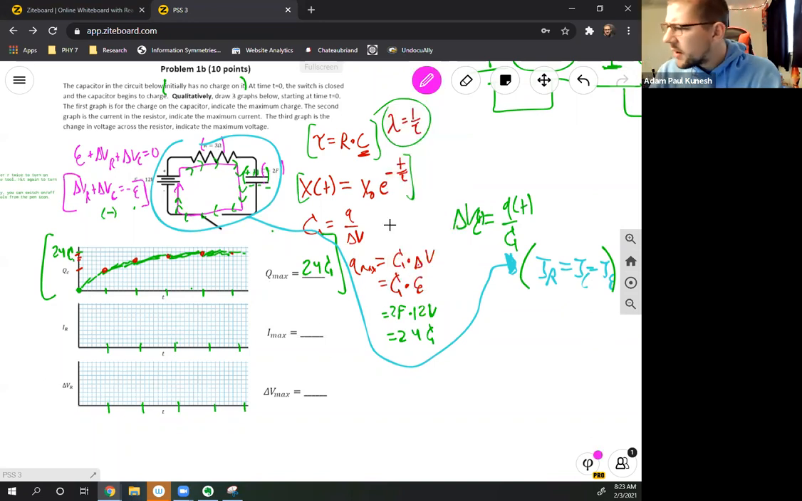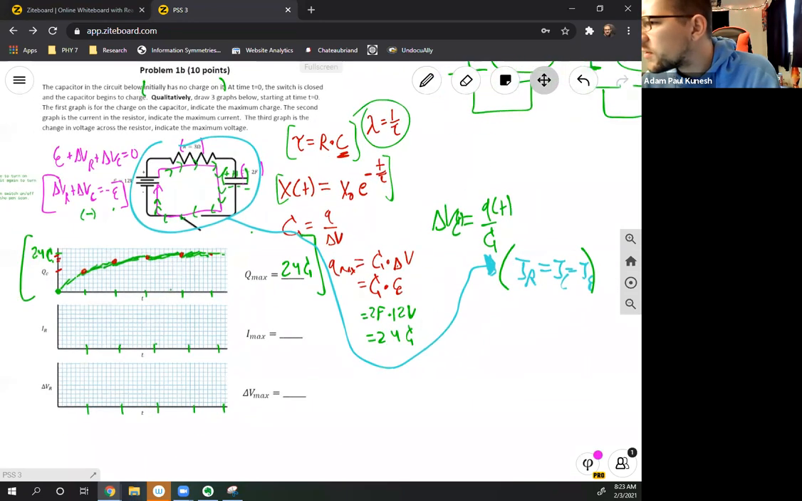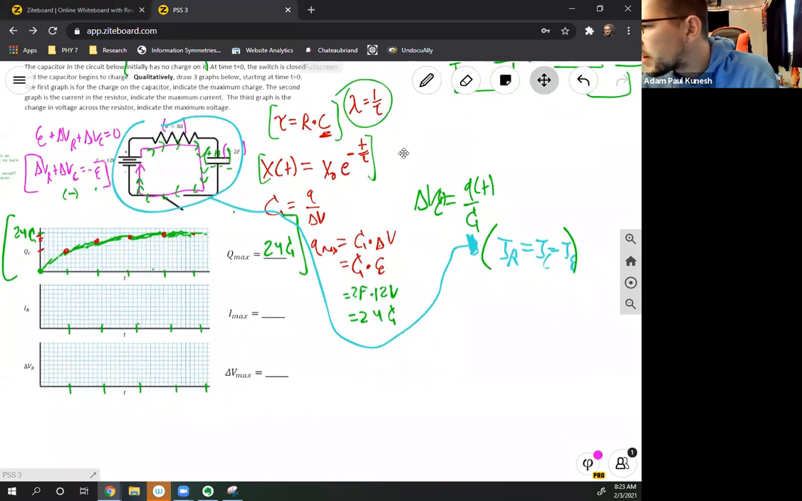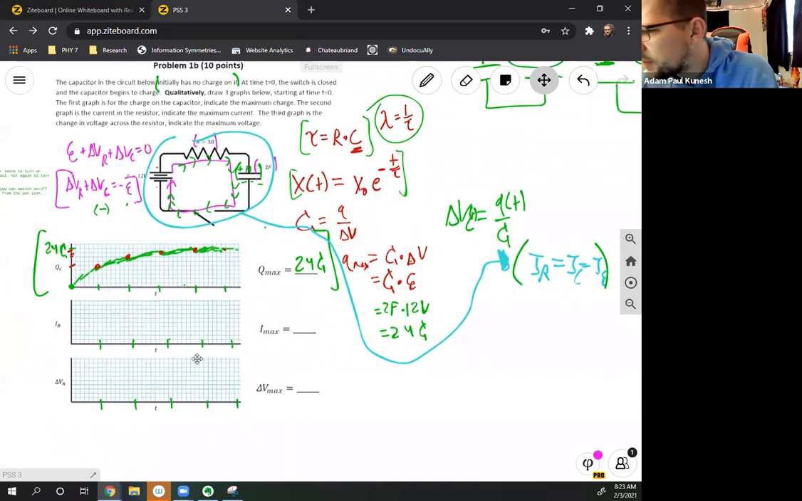So let's draw that in. What is the current through the resistor going to be? Well, we should probably think about a couple of things. We should think about the voltage across the resistor. We should think about the current in the capacitor. So let's think about the current in the capacitor first.